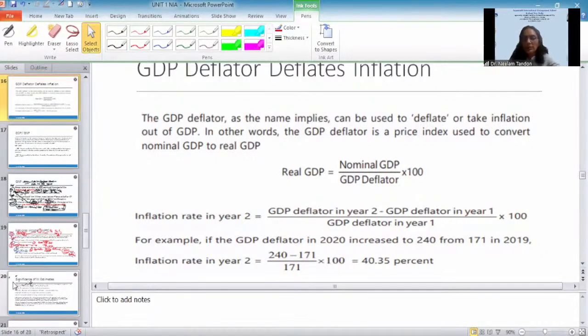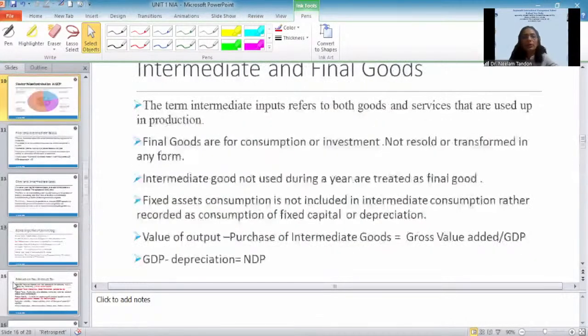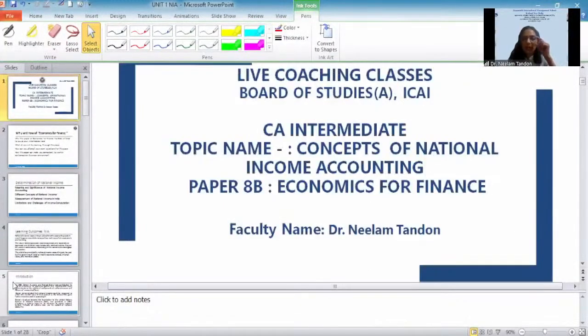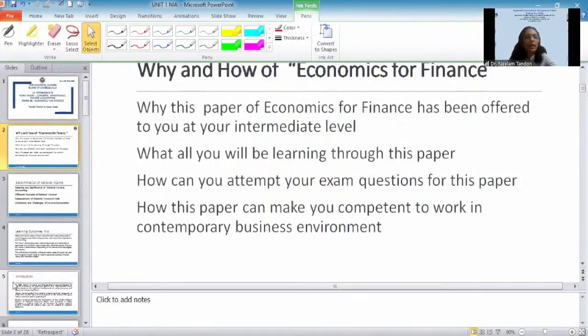Okay, so I just want to recap before we wind up for the day. We started number one with why this paper, which you will understand gradually as we proceed. Today we have shared national income accounting terminologies and some application part of it. Next class, we will be doing all calculations of national income accounting. So I hope you understand. We have started with national income accounting.